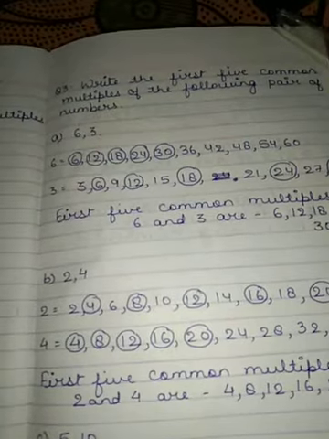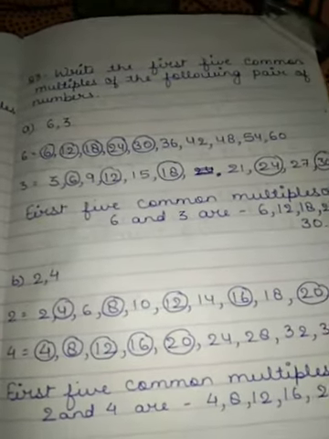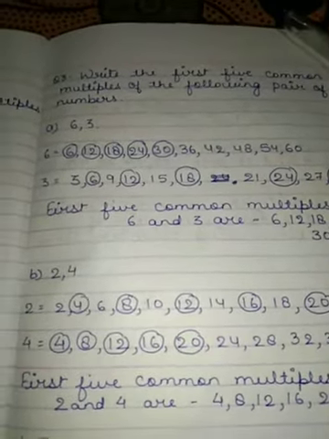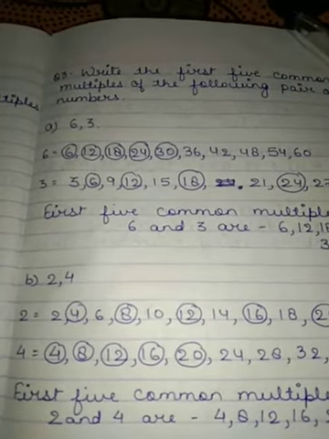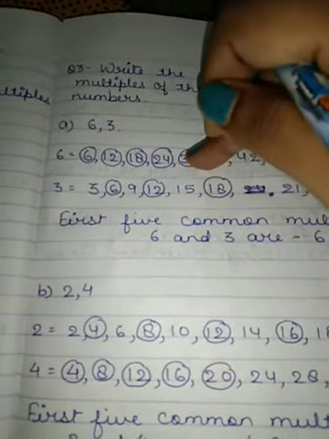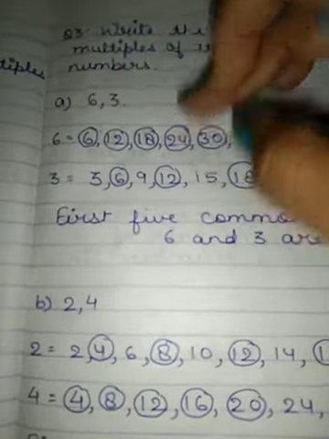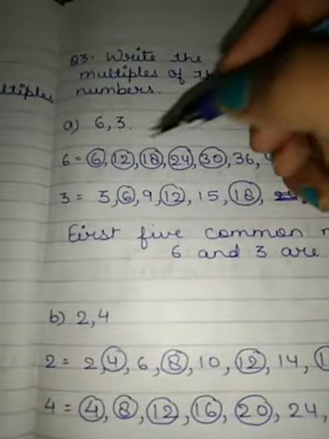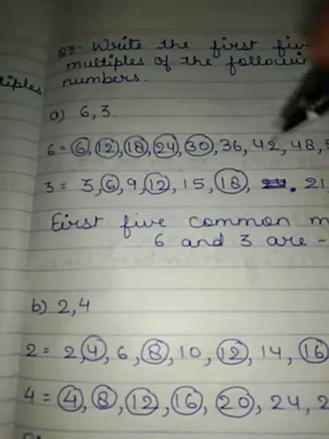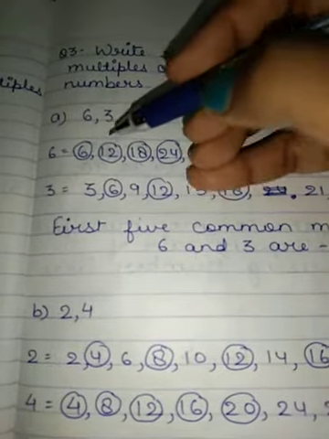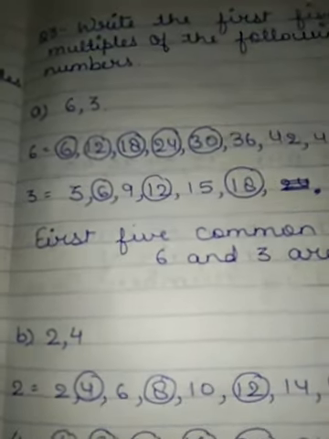The third question is we have to find out the first 5 common multiples. As you know, common means एक जैसे दिखने वाले. So first question is 3, that is 6 and 3. So we will write the table of 6 and 3 both, then we will find out the first 5 common multiples.